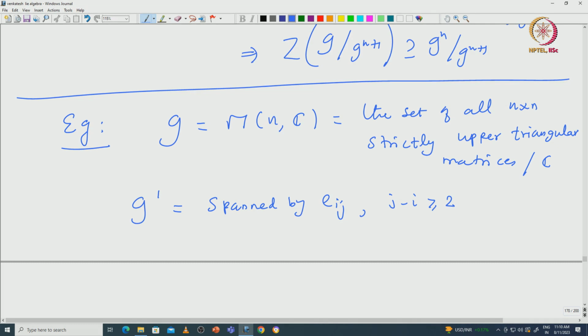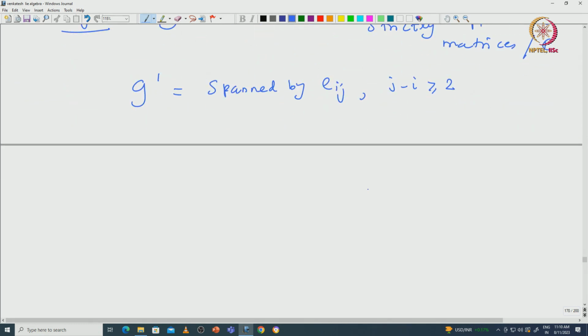If we compute the derived algebra of this, it is easy to see that it is spanned by all the E_ij such that j minus i is greater than or equal to 2. I will not verify this; I will just leave it as an exercise. If you compute g^2, this will be spanned by the elementary matrices E_ij such that the level j minus i is at least 3. Okay. So, now you can see the pattern.